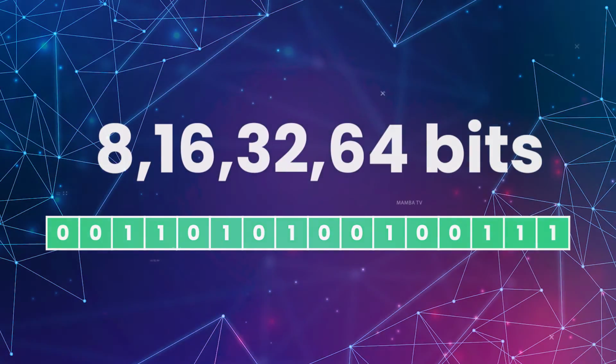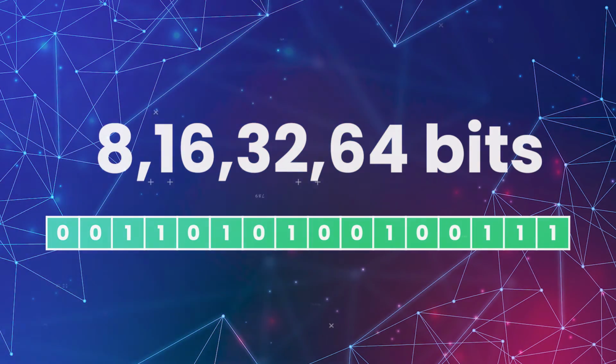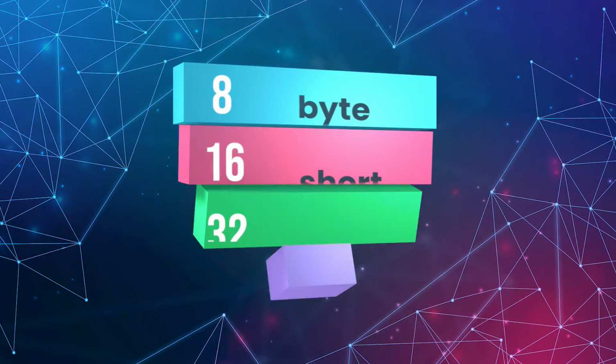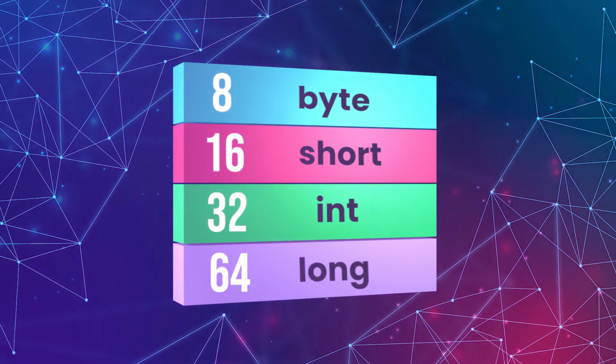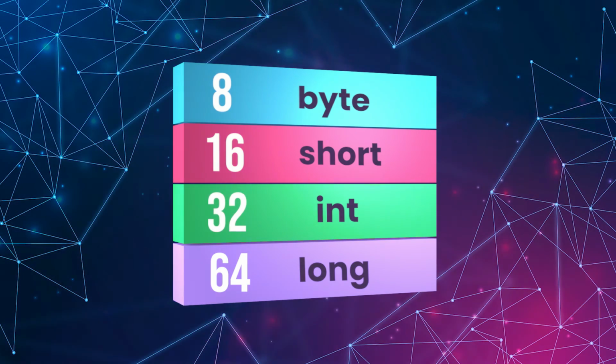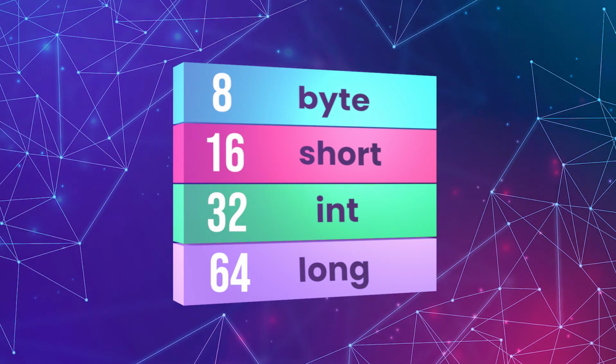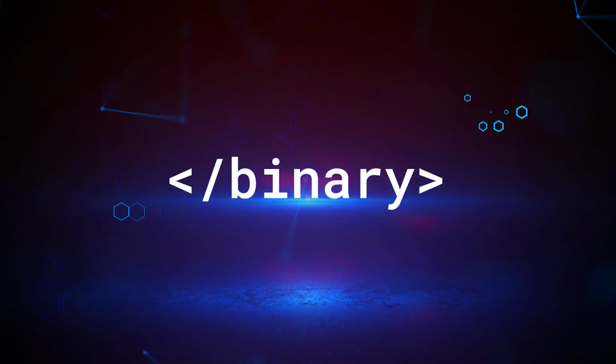Usually, binary numbers are stored in memory in groups of 8, 16, 32, or 64, the last one being the most common. Most programming languages have data types of various sizes for these representations. In Java, that would be byte, short, int, and long. And that's been a quick overview of binary.